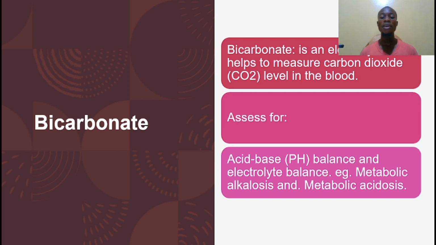If there is a high level or a low level of bicarbonate within the human body, this will indicate a condition. For example, a high level of bicarbonate will indicate a condition called alkalosis. Metabolic alkalosis is where the pH of the individual's body increases, and metabolic acidosis is where the acid content of the person increases.